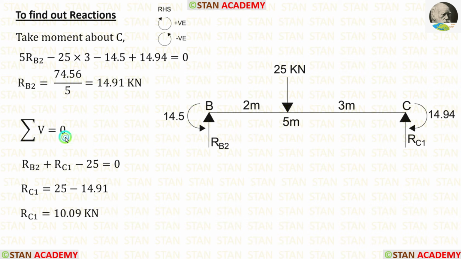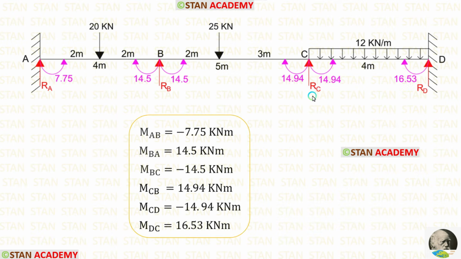By applying the rule, summation of vertical forces is equal to 0, we can calculate RC1, which is equal to 10.09 kN. Now, let us calculate the reactions in the span CD. In the span CD, there are two moments, MCD, which is acting in the anticlockwise direction, and MDC, which is acting in the clockwise direction.